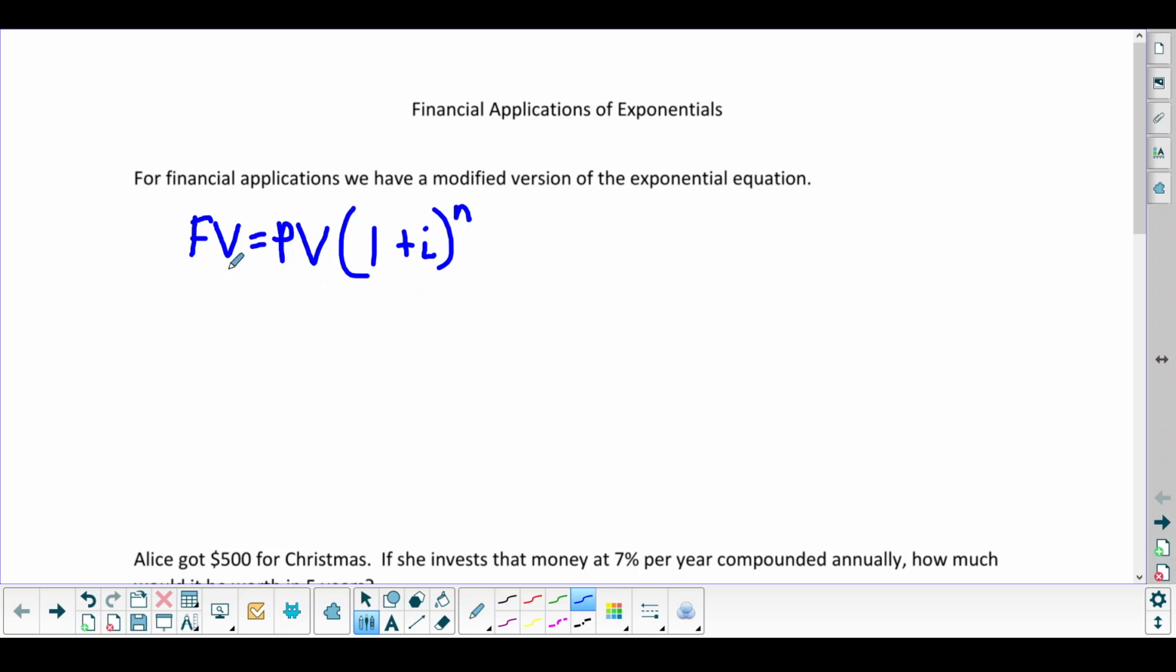Okay, so you note that this looks similar. It's kind of got that percent increase built right into it, but it has an exponent, it has an initial value and a final value. Same conceptually. We just use financial notation and lettering here. So the FV stands for the future value. The PV stands for the present value.